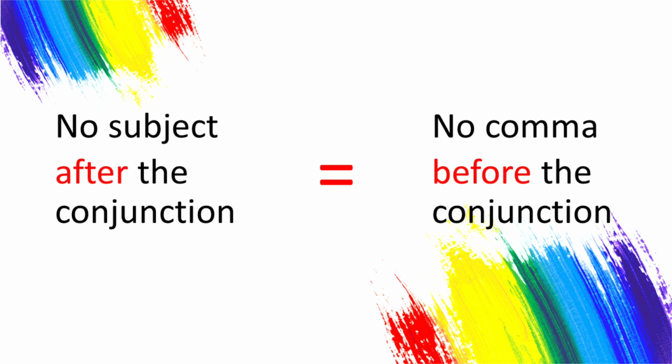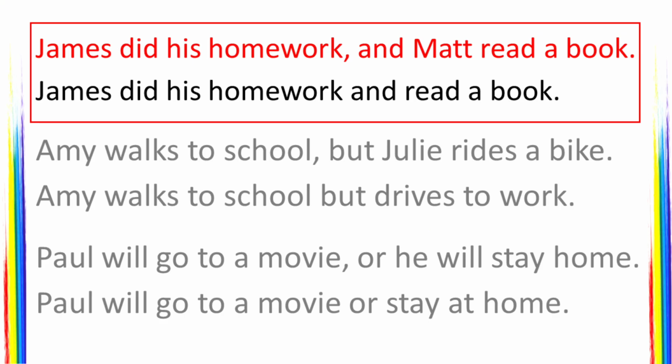Now, if I did not have a subject after the conjunction, I would not have a compound sentence, and I would not put a comma with the conjunction. Look at these sentences and you'll understand. In the first one, James did his homework and Matt read a book. We already said that it is a compound sentence, and that's why we have to put that comma in front of and. We knew it's a compound sentence because we had the subject Matt after the conjunction.